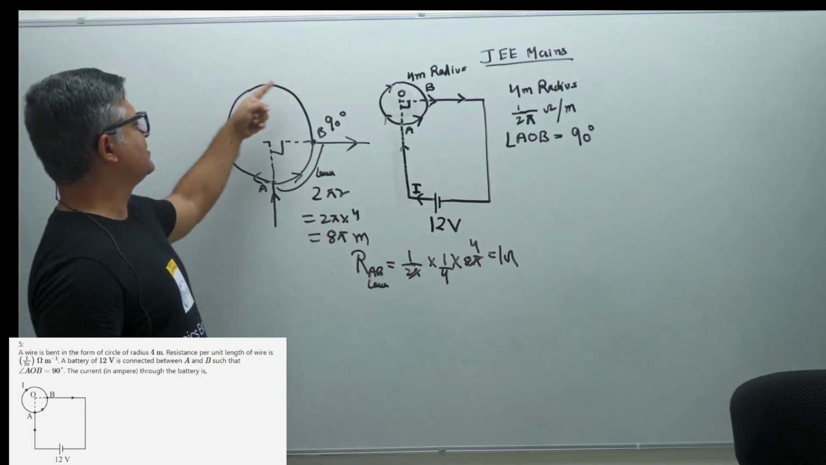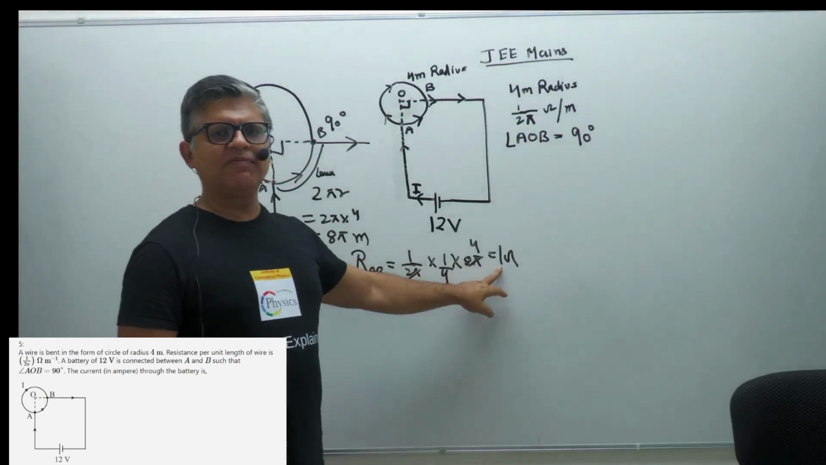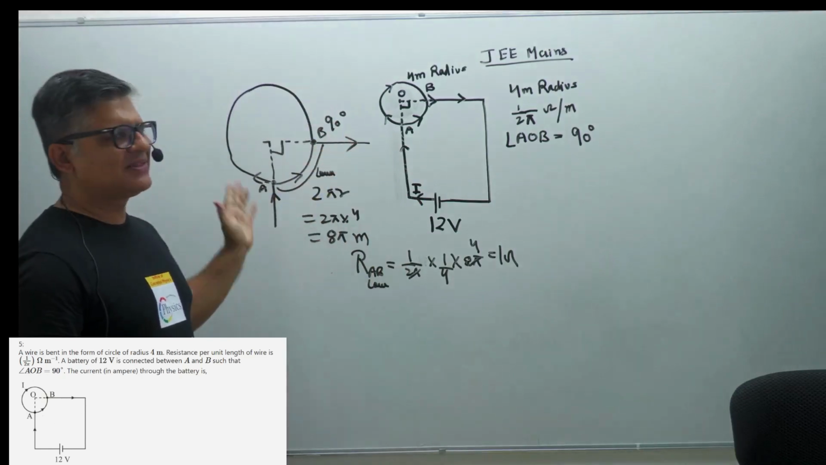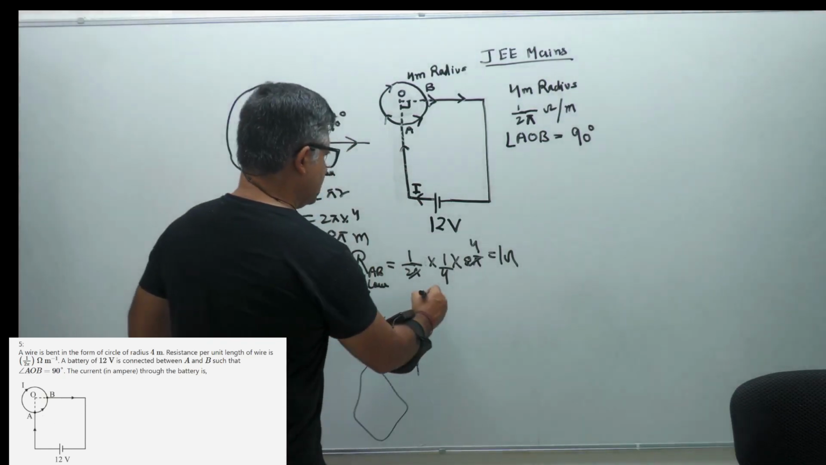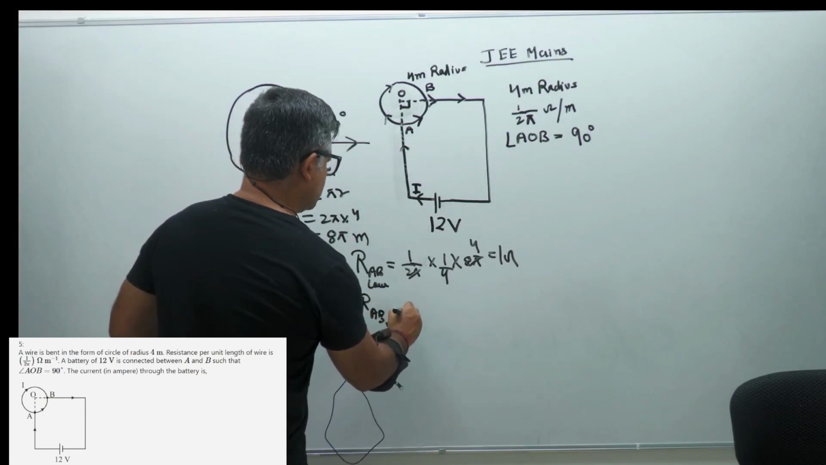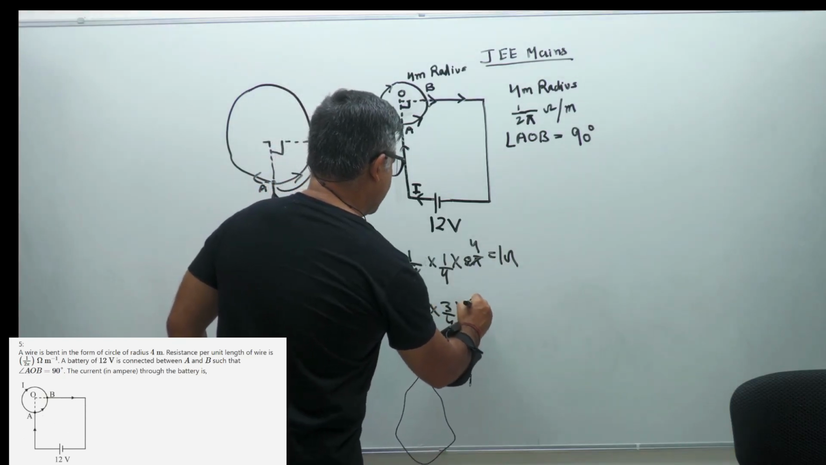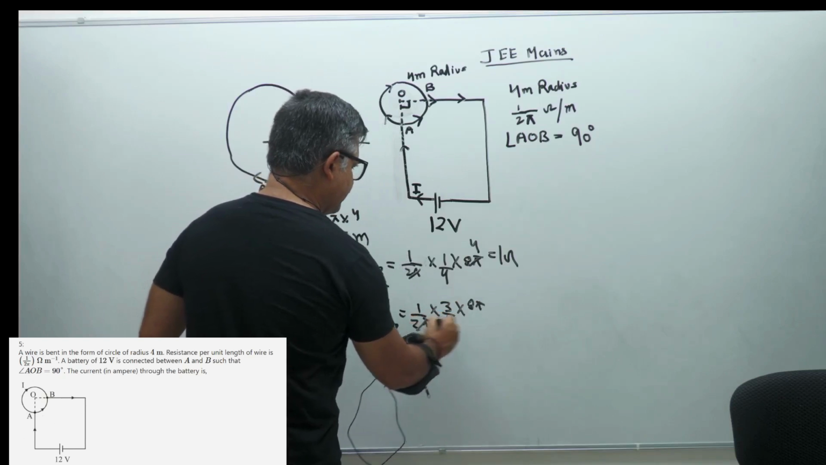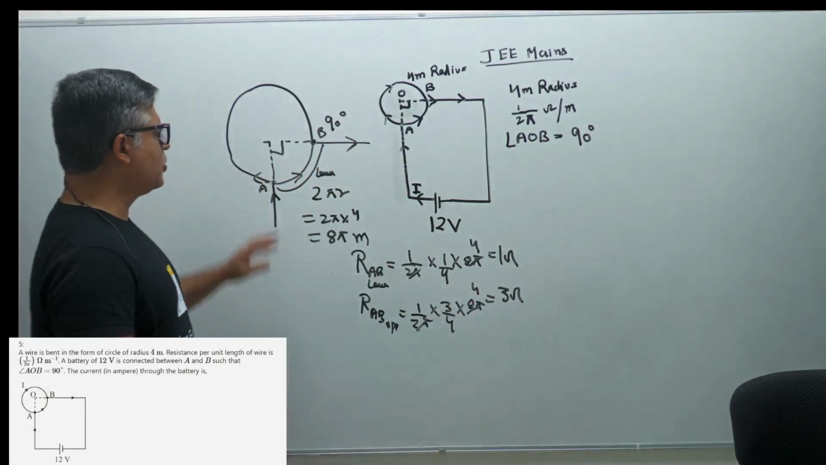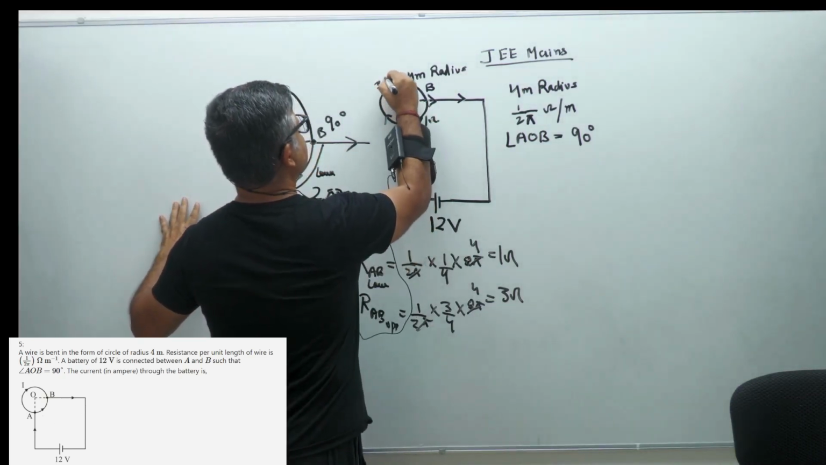The balance part of the arc will be 3/4 of a circle. So if 1/4 is 1 ohm, then 3/4 of the arc is going to be thrice as much. So RAB for the upper part is going to be 1 by 2 pi into 3 by 4 into 8 pi. So this goes away, and this is equal to 3 ohms. So we know this resistor is 1 ohm and this resistor is 3 ohms.